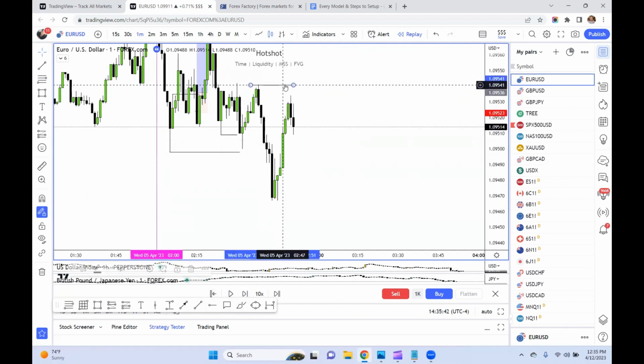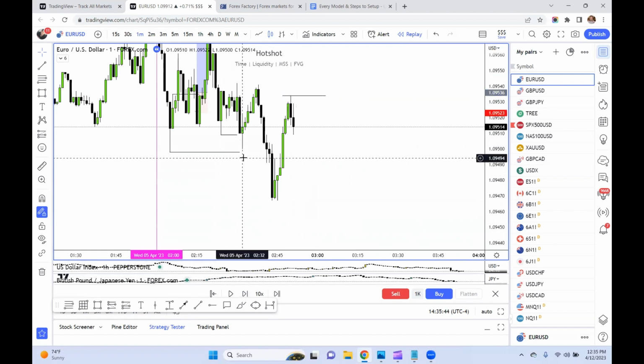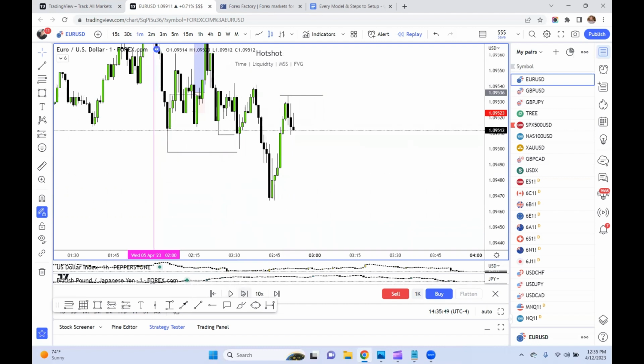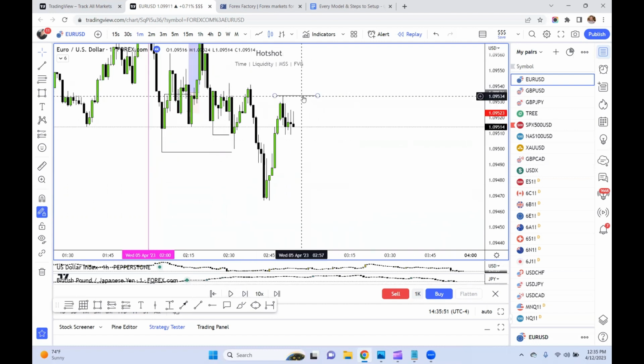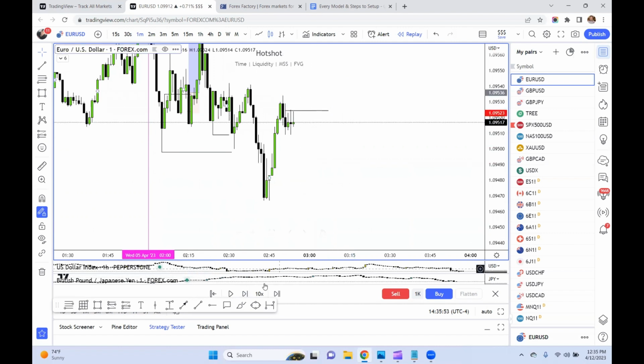New market structure shift point. After a run of liquidity, create a market structure shift point there. Create a new market structure shift point right here.